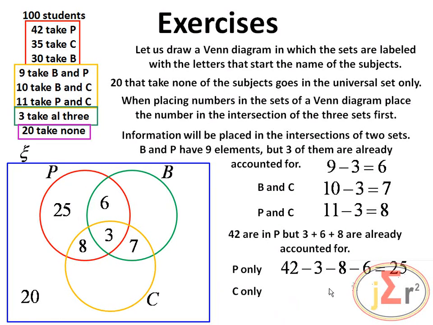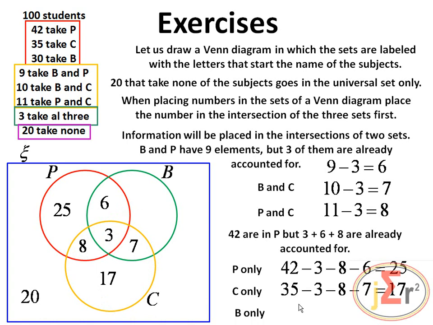Chemistry only. 35 minus 3 minus 8 minus 7. Why? Because in chemistry, as it is stated here, we have all of 35. But this is our set, chemistry, that has 8, 3, and 7 already. So the rest of chemistry is 17, and it goes right there.